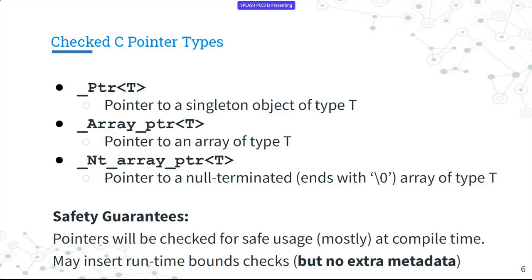Once you add these annotations, what does Checked C give? Checked C gives guarantees. The pointers that were annotated don't have any spatial safety violations. How does it provide this? It tries to do this statically. However, in the few cases where it cannot do it statically, it adds runtime checks, but without any extra metadata, so that the code or the pointers are compatible with the existing C pointers, which do not contain any metadata anyway.